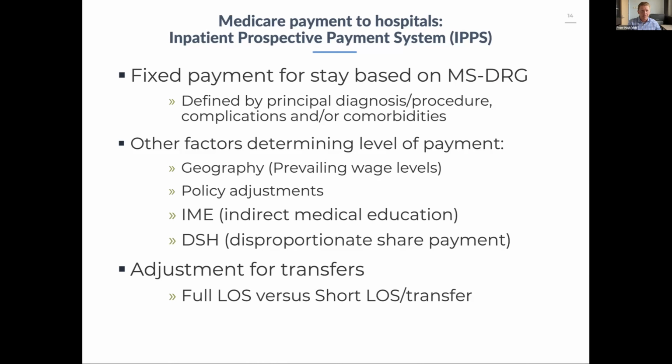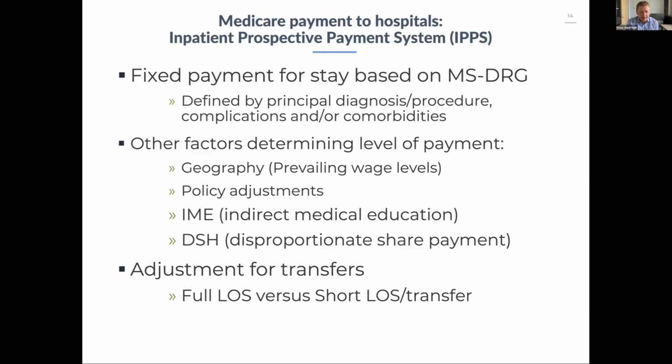And so beyond this base rate for a particular MSDRG, that rate is also adjusted based on other factors, such as, for example, geography. So a hospital that is located in an area of the country that has higher wages would have a higher payment rate for a given MSDRG. Other adjustments include if a hospital is training medical residents, then they will be receiving indirect medical education payments. And also, if a hospital treats a high proportion of lower income patients, they'll also receive a higher rate.